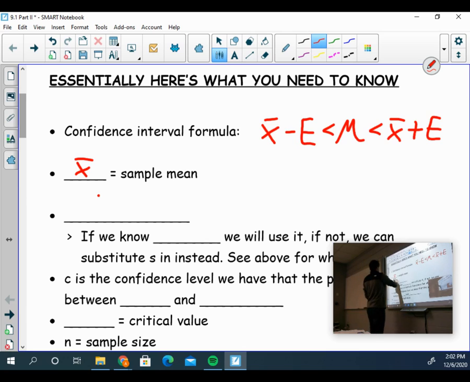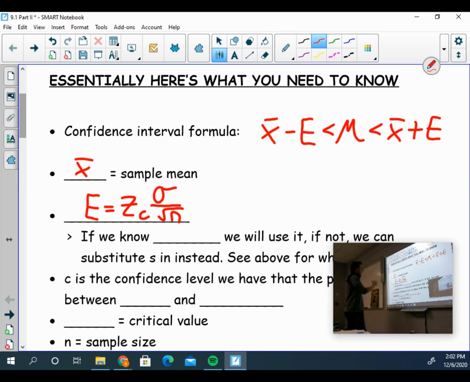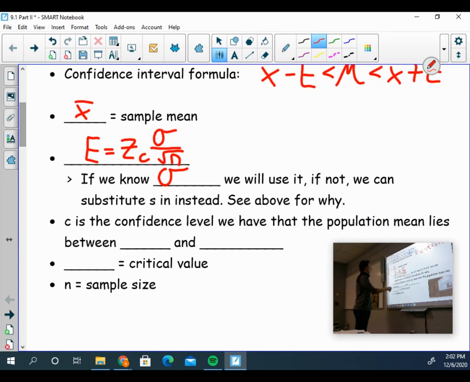And E, our error, is equal to our critical value times our population standard deviation divided by the square root of our sample size. Remember, if we know sigma, we will use it, but if not, we can substitute S in instead. That's back to our first definition we learned today. C is going to be the confidence level that we have that the population mean is between X bar minus E and X bar plus E.